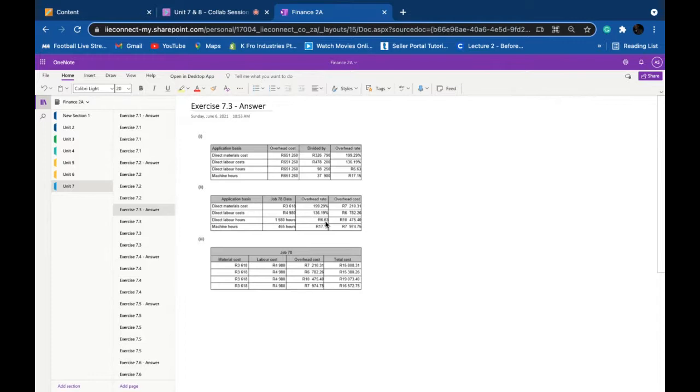Then they also, why do I always forget this? Unit 3. Unit 3 is break even. Those things, they love that as well. But anyway, let me get into this here.